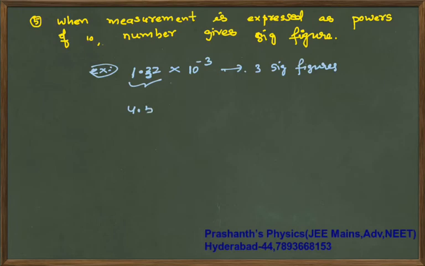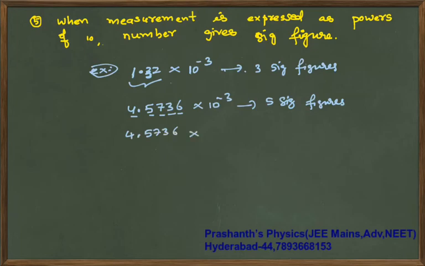If you have, for example, 4.5736 into 10 power minus 3, then it will have 1, 2, 3, 4, 5, totally 5 significant figures. Even if you change this to 4.5736 into 10 power minus 10, it doesn't matter, still it will have the same 5 significant figures. So to avoid confusion, actually we will mention the unit.